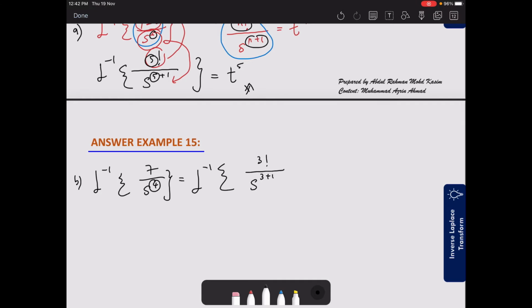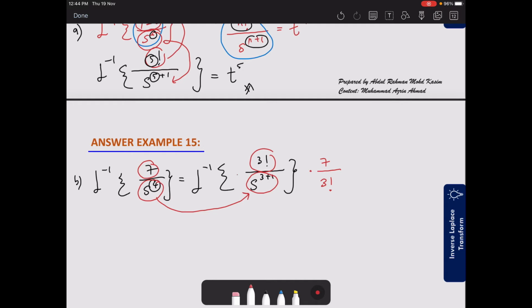However, when you make the benchmark here, the denominator is already equivalent, but what about the numerator? The numerator is not equivalent yet. How to make it equivalent? The numerator here is 7, but 3 factorial is 6. So if you want to put 3 factorial here, you can keep 7 as a constant and put 3 factorial over here, because we would like the numerator to be equivalent to the left-hand side.